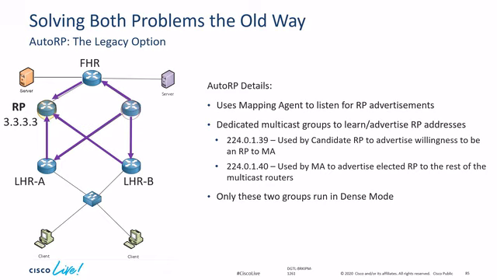If you remember, I can't remember if it was part 1 or part 2, but I covered PIM and the different modes of PIM. And PIM sparse dense mode, I said, was a deprecated, not used solution that was only really ever used for one purpose. This was the purpose.